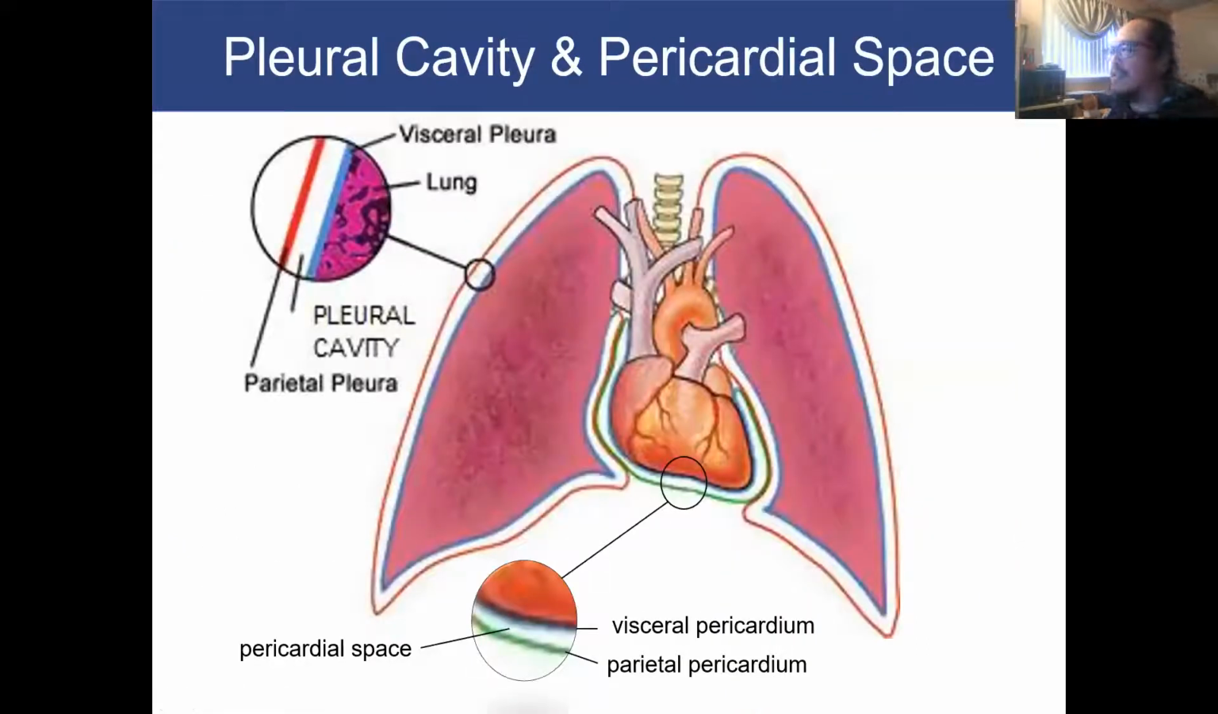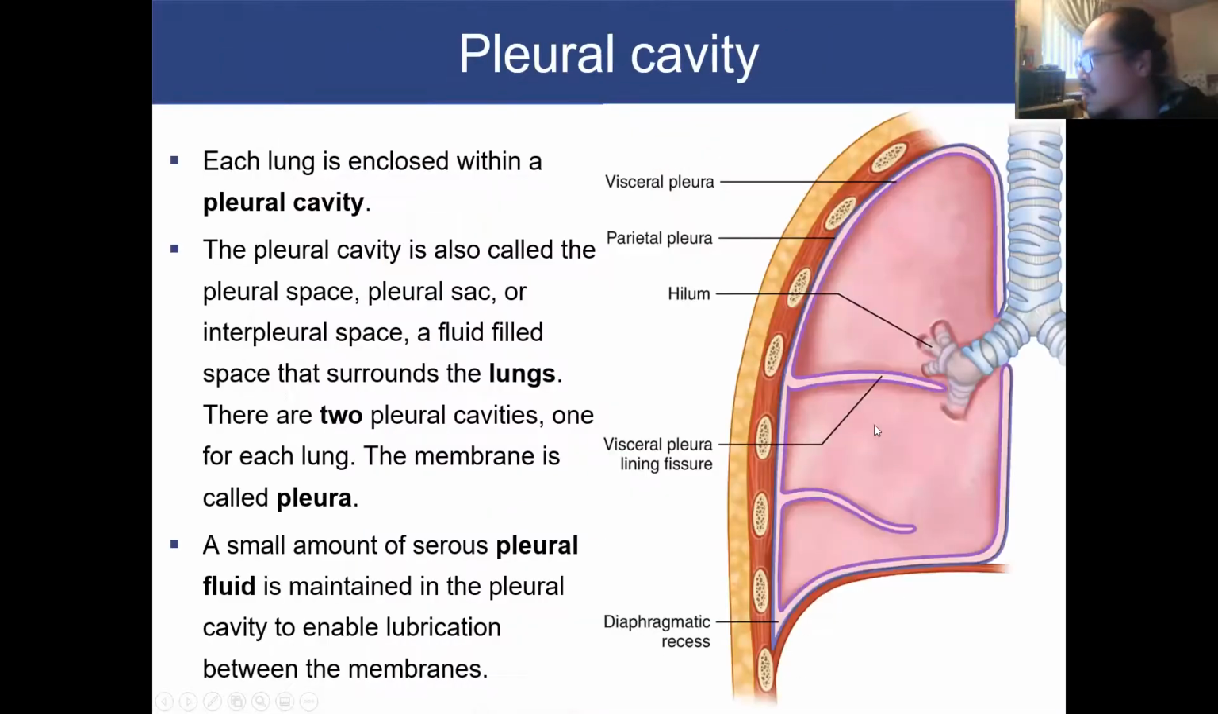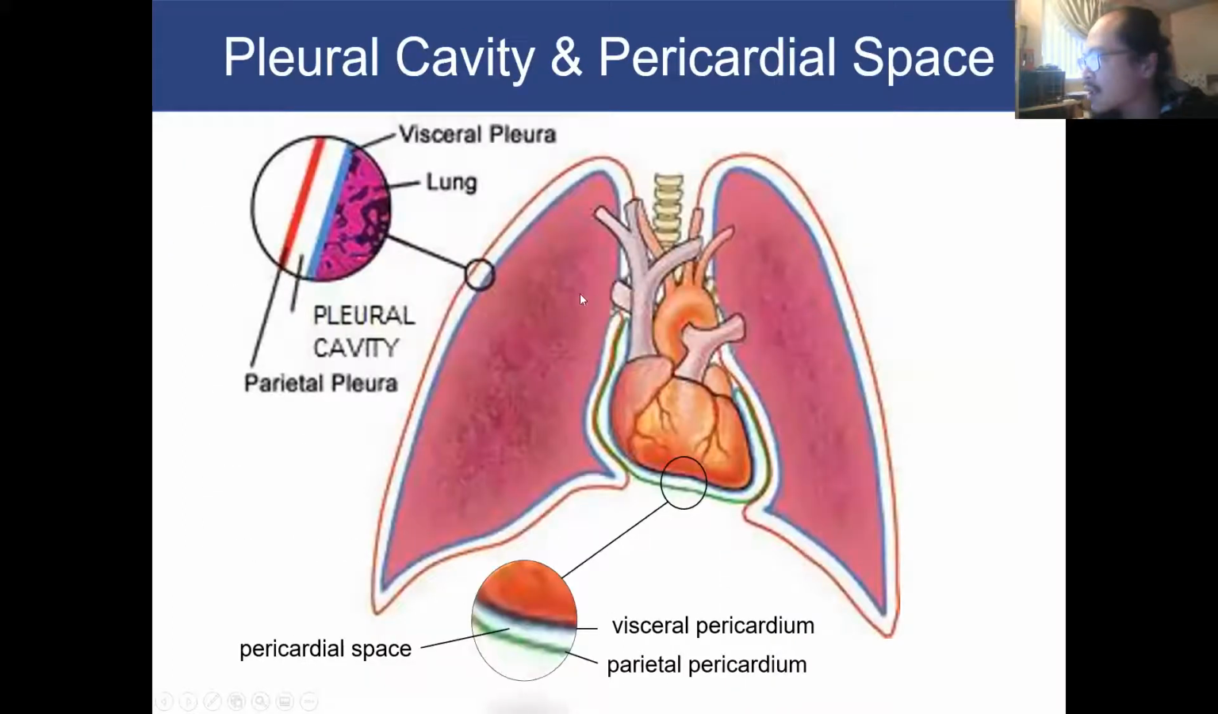All right, so this is another picture showing you the pleural cavity wrapping around the lung. This one is not as good as the previous one because that one shows you the fissure. This one kind of ignores the fissure part. However, I like to still put this one here because it shows you that this membrane protection is a common feature in the thoracic cavity.